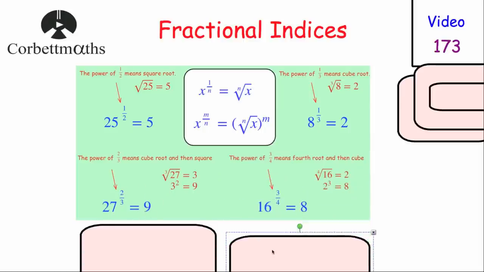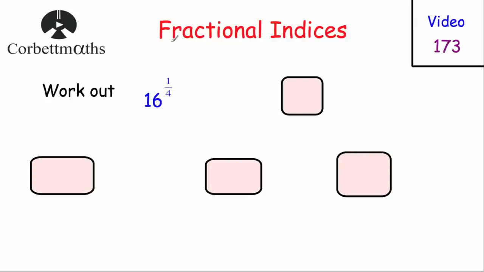And finally, if we had something such as 16 to the power of 3/4, again, you look at the denominator and it's a 4, so we're going to take the 4th root of 16. Well, 2 times 2 times 2 times 2 is 16, so that's going to be 2. And then you're going to look at the numerator, which is a 3, and you're going to do 2 cubed, which is 8. So whatever's on the denominator, you take that root, and then whatever's on the numerator, you then do that power. Okay, let's have a look at some examples.